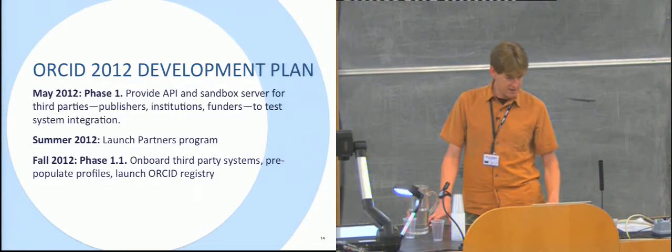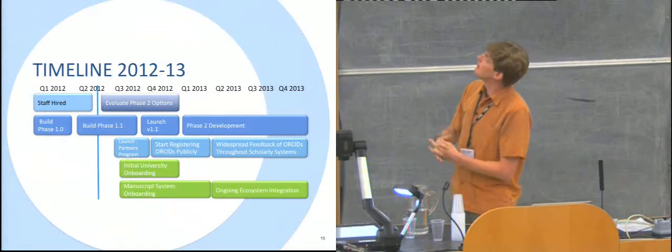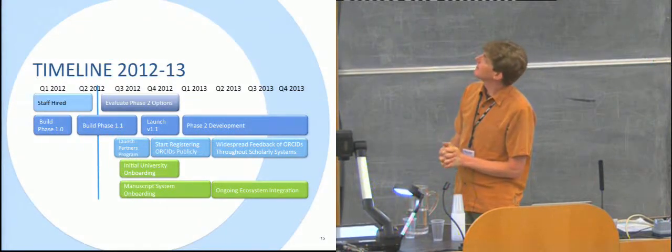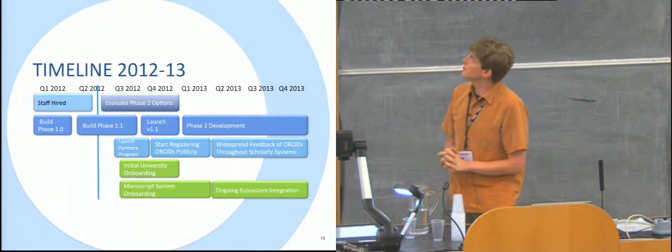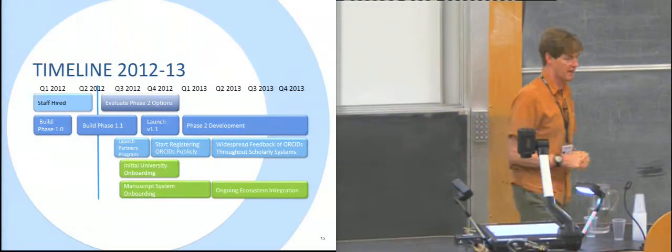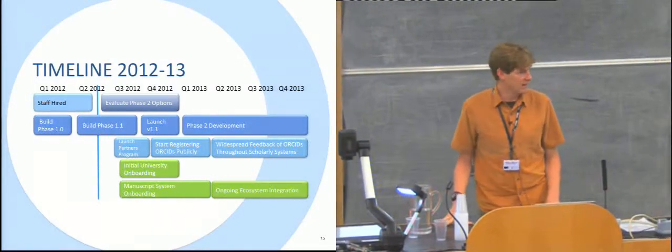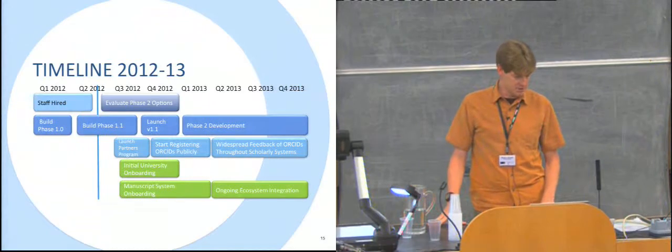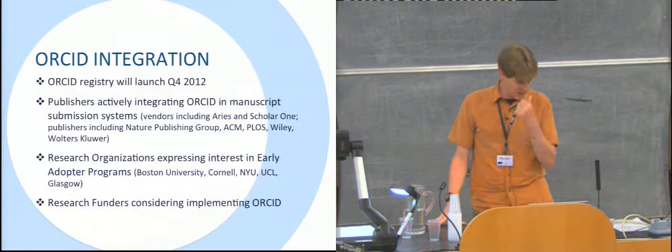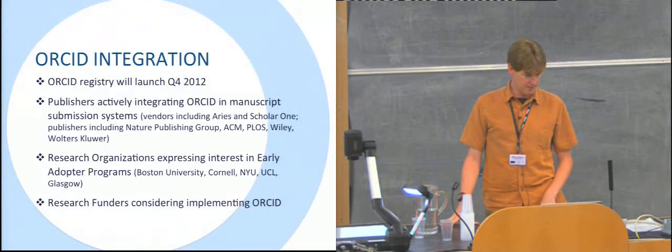actually, I'll skip to the timeline, which is better. That line's maybe a smidge further. Throughout the rest of this year, I think the big box is here, Q4, launch V1.1. That's where ORCID really goes live. Individuals can create an identity that will persist and be useful. Expected November of this year.